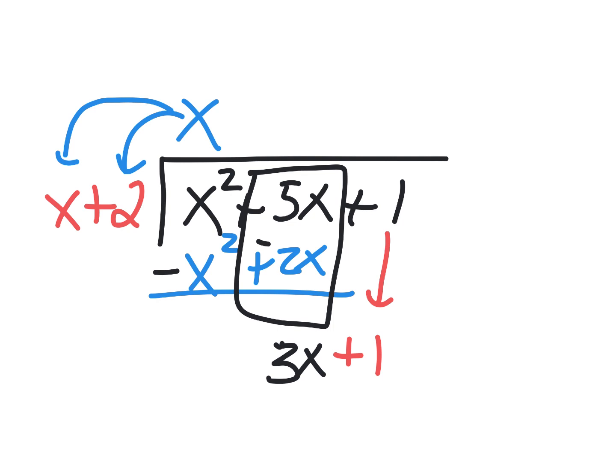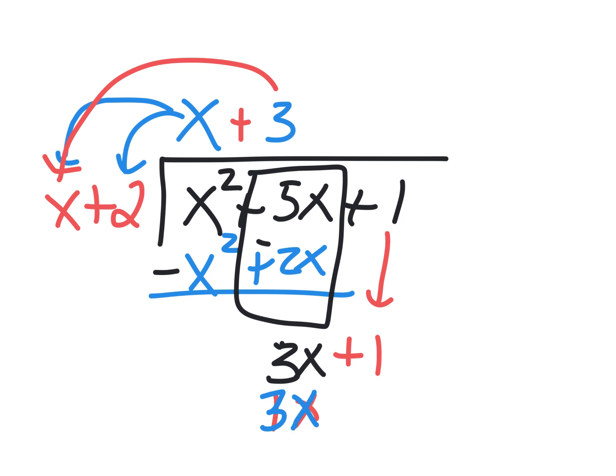Do you remember me saying to try a 1 up here and see if it works? Well, how do you know if it works? 1 times x is 1x. Did that match up perfect? 1x and 3x aren't the same thing. Shouldn't have been a 1 up there. What should it have been? A 3. Because the 3 times the x would make a 3x, see? And 3 times the 2 makes 6.